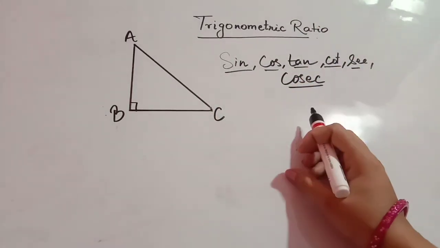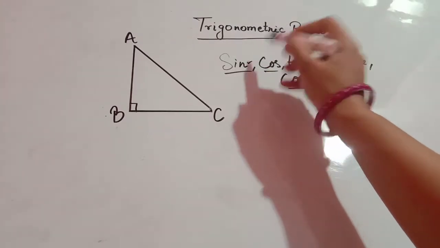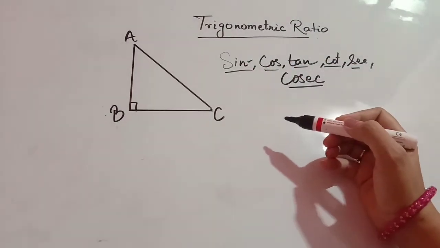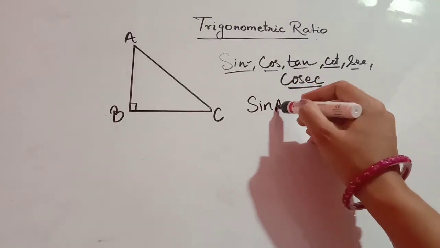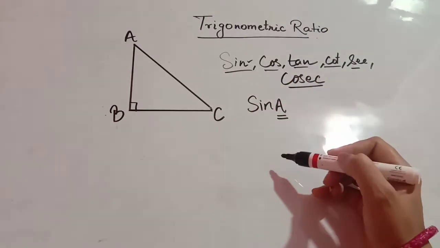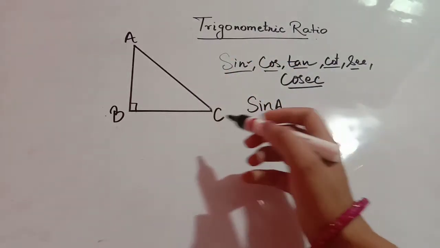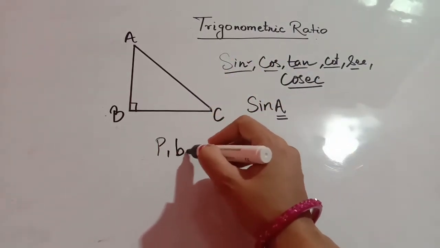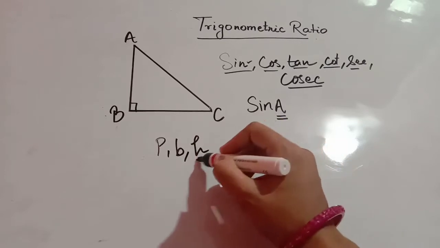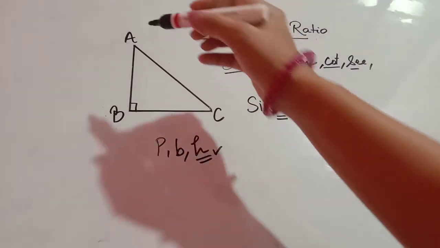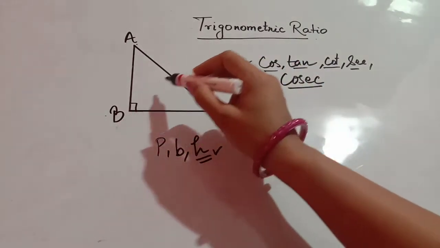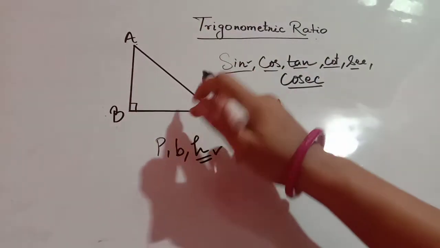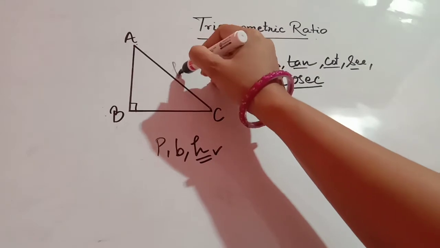So first you have to understand that whatever angle you take in your trigonometric ratio, suppose I am writing sine A, it means your angle is A. So there are 3 things: perpendicular, base and hypotenuse. Hypotenuse is always fixed. The longest side of the triangle is the hypotenuse. In front of 90 degrees, in this figure the side AC is your hypotenuse.